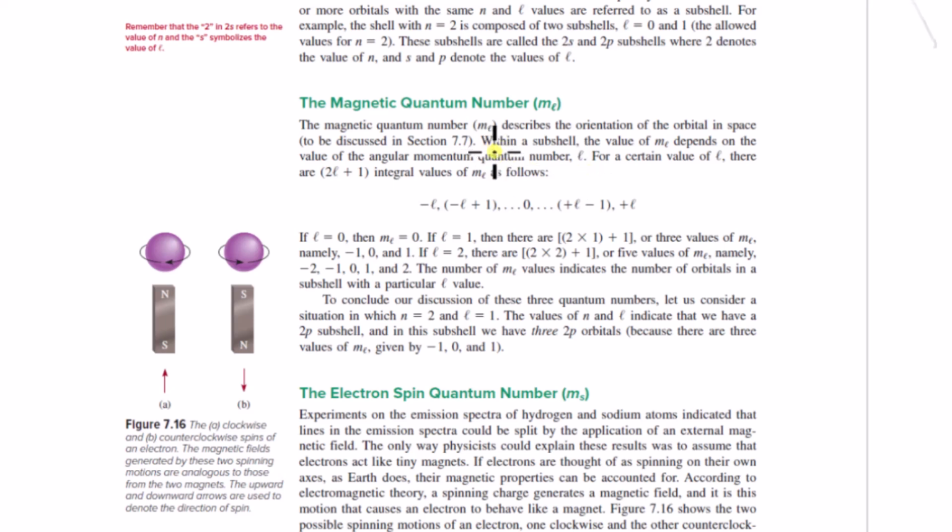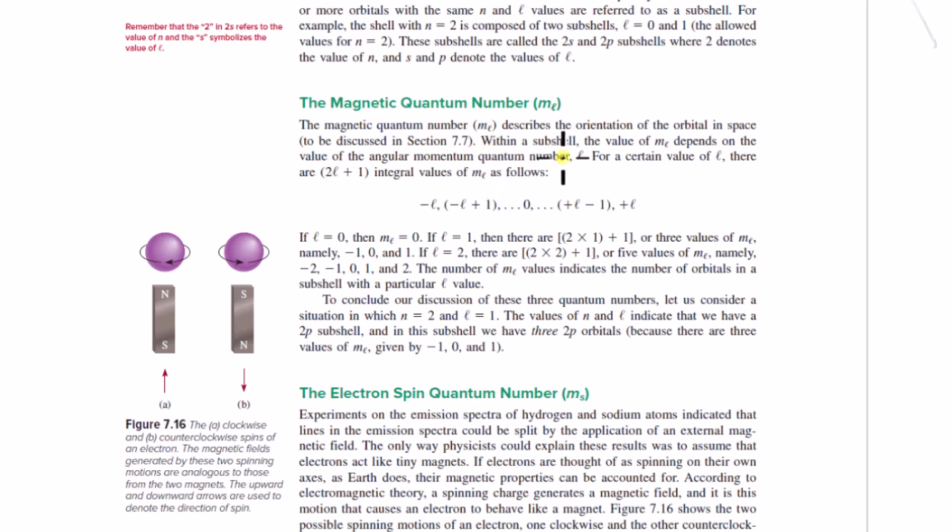Okay, so within a subshell, the same principal quantum number and the same L, the value of M sub L depends on the value of the angular momentum quantum number L. So it just depends on L, not on N. For a certain value of L, there are 2L + 1 integral values of M sub L as follows. So for any value of L, again, this does not depend on N.